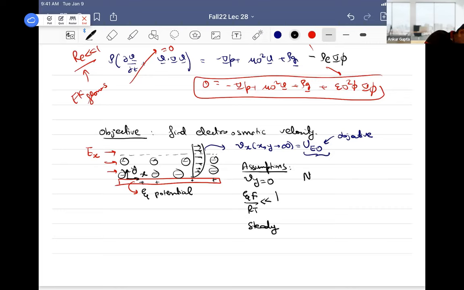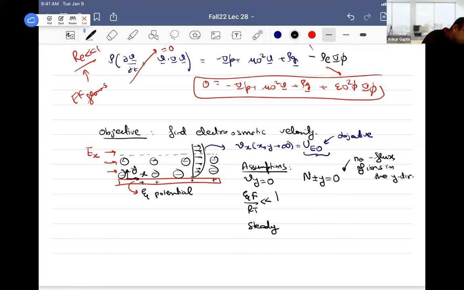We'll make an assumption that n plus minus y is equal to zero, so no flux of ions in the y direction. And this is called the ideally blocking assumption. So you're saying that the ions are not going to try to penetrate the surface anywhere. They're just not going to move in the y direction. The net transport in the y direction is zero.